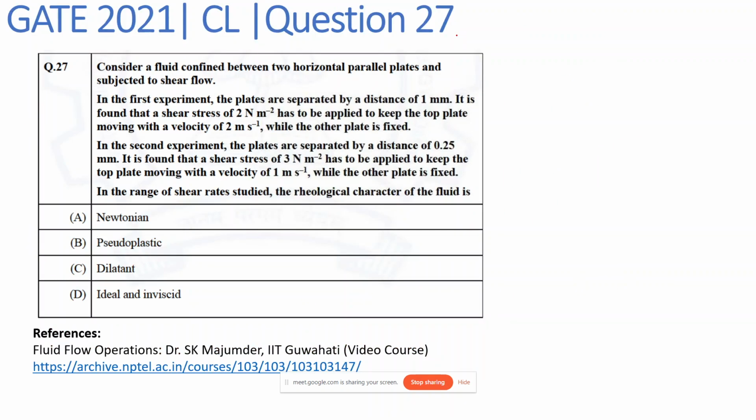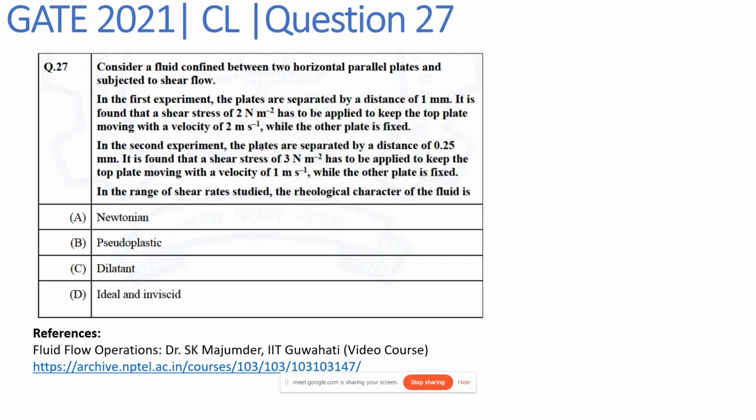So this is question number 27 from GATE 2021. And the question states that consider a fluid confined between two horizontal parallel plates subjected to shear flow. In the first experiment, the plates are separated by a distance of 1 mm. It is found that a shear stress of 2 Newton per meter square has to be applied to keep the top plate moving with a velocity of 2 meter per second while the other plate is fixed.